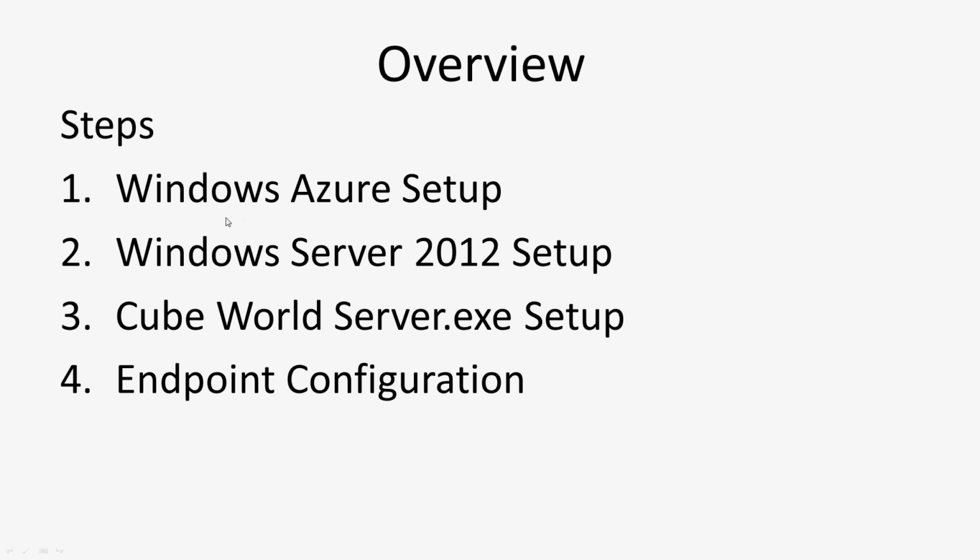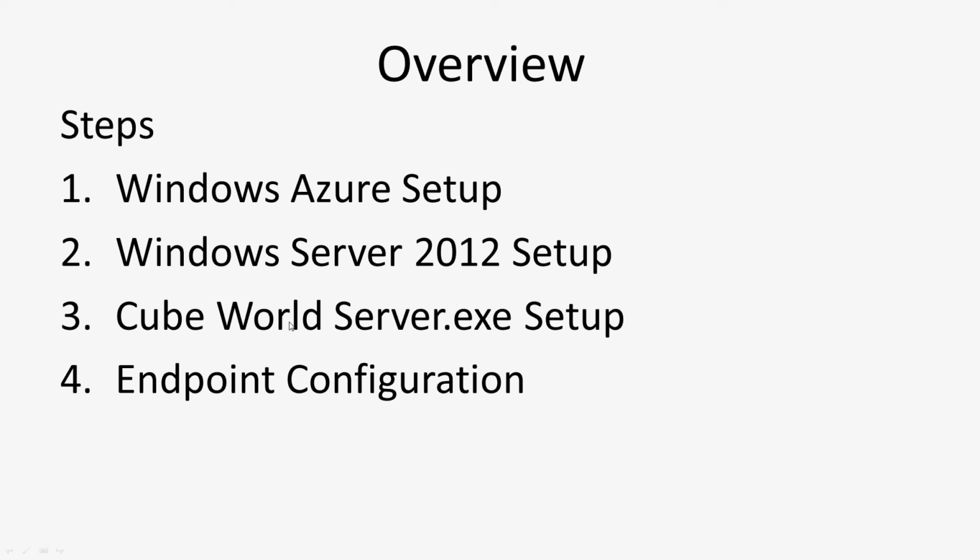So first step is we're gonna set up the Windows Azure account. That's pretty simple. We'll then configure our Windows Server 2012, get the virtual machine deployed, and do all the general simple setup stuff. We're then going to need to install Cube World, which is similar to on your desktop version, and run server.exe. From there, we then need to configure our endpoint so people can connect to our server.